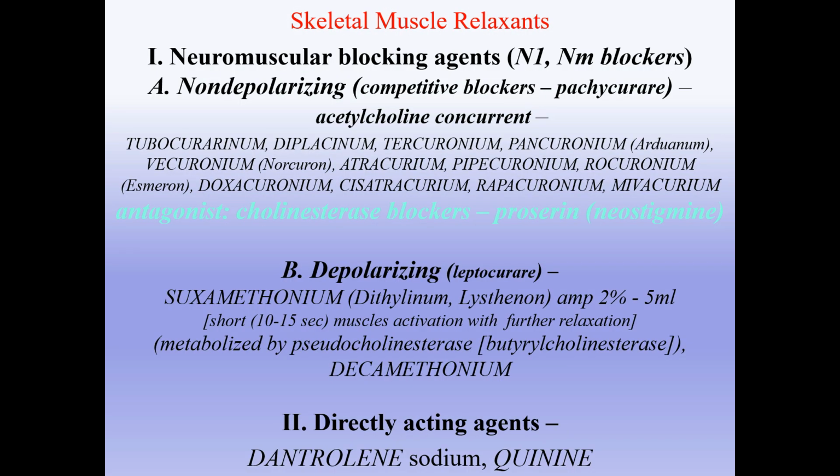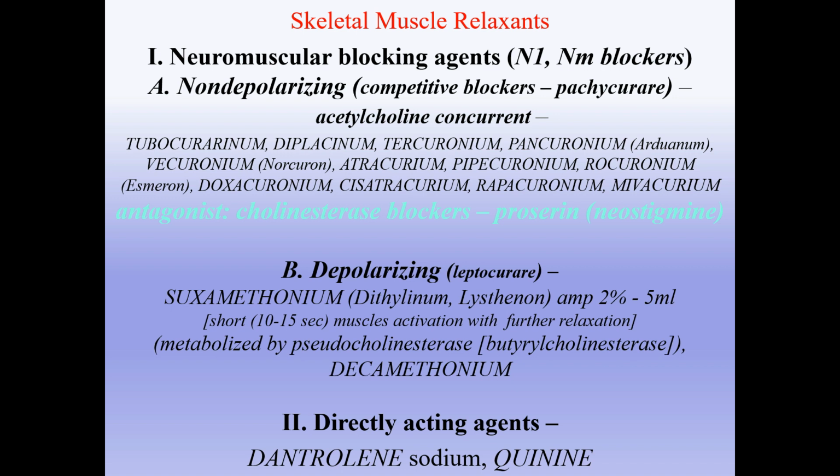The next pharmacological group is skeletal muscle relaxants. They are divided into neuromuscular blocking agents and directly acting agents. Neuromuscular blocking agents are subdivided into non-depolarizing and depolarizing ones. Non-depolarizing are competitive blockers, pachycurare. They are acetylcholine competitors. For example, tubocurarine, diplacine, tercuronium, pancuronium, vecuronium, and others.